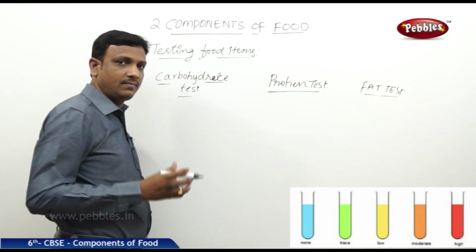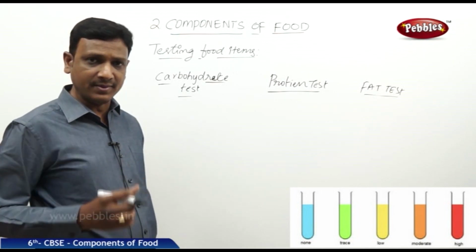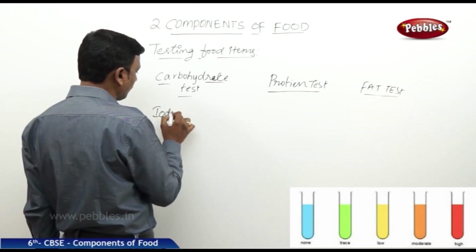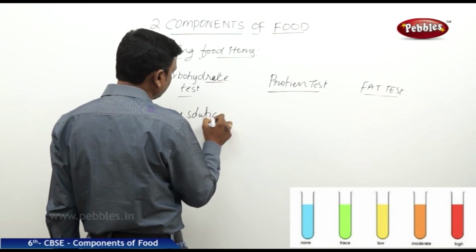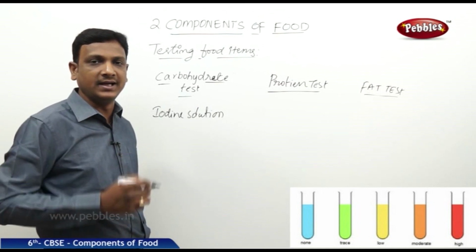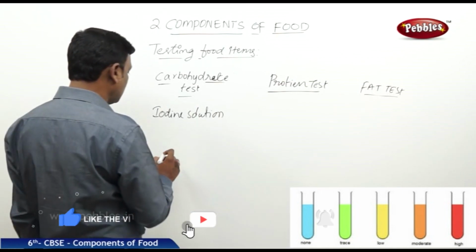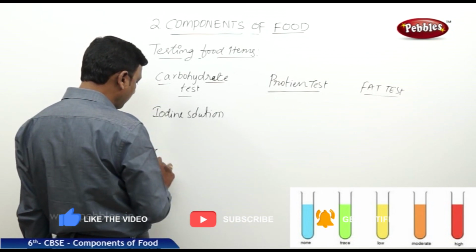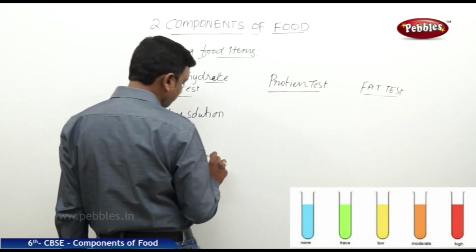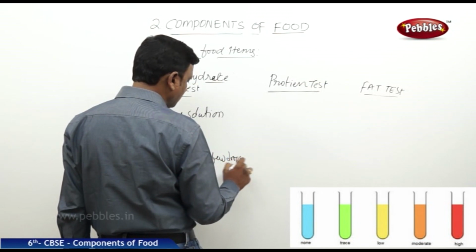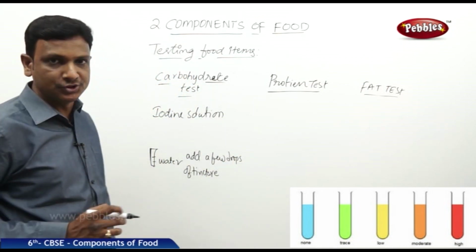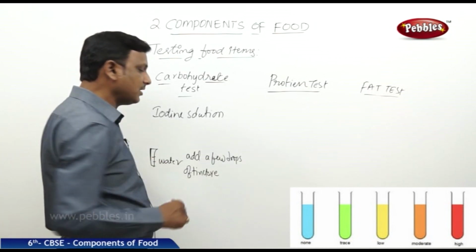So what is needed? We need certain chemicals prepared to do the test. The first one, for carbohydrate, you need iodine solution. This iodine solution is available in the laboratory; in your school laboratory, your teacher will provide it. If you do not have iodine solution, you can take one small test tube, half filled with water, and add a few drops of tincture iodine. Tincture iodine is available in medical shops and is used in dressing. Add that, and your iodine solution is ready.